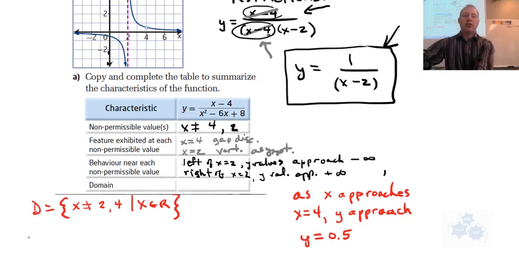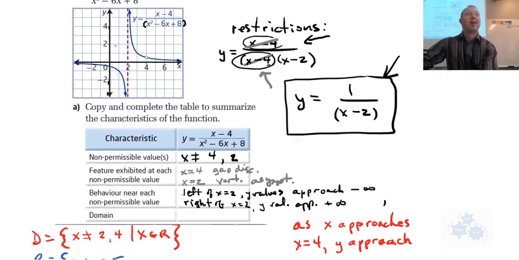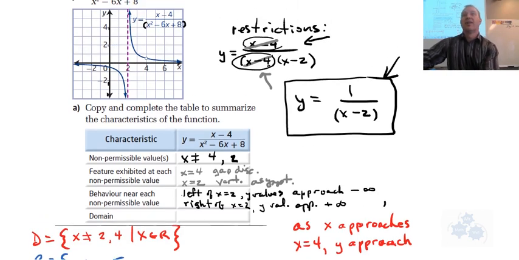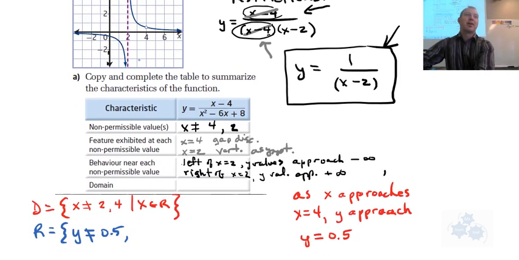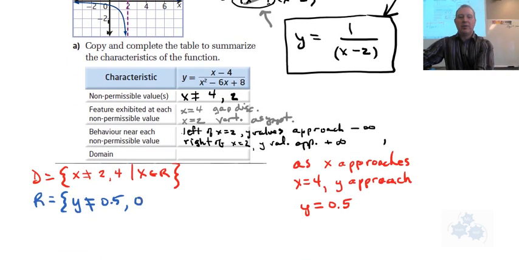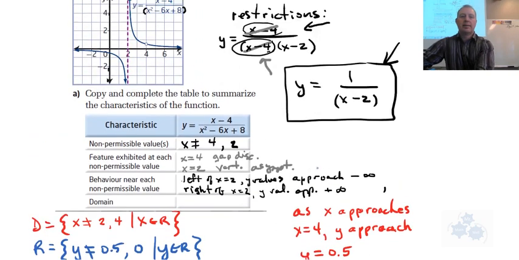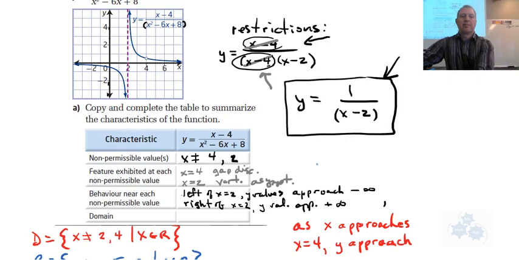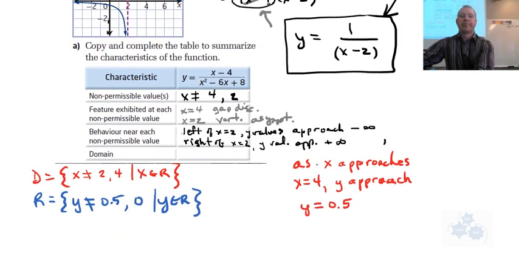All right, so the range, what do we know? Y cannot equal 0.5. And what else here? Look at the graph. Y cannot also equal 0 because it's a horizontal asymptote there. So y can't equal 0.5 or 0, but all real numbers other than that. Okay? Was there anything else in that question that I missed that I didn't get on the screen? Okay.